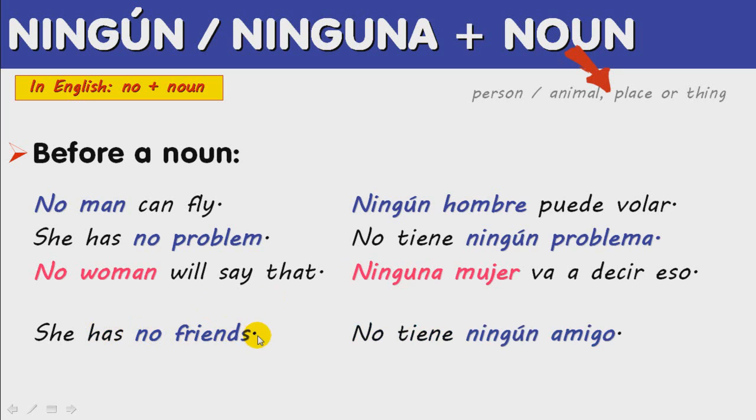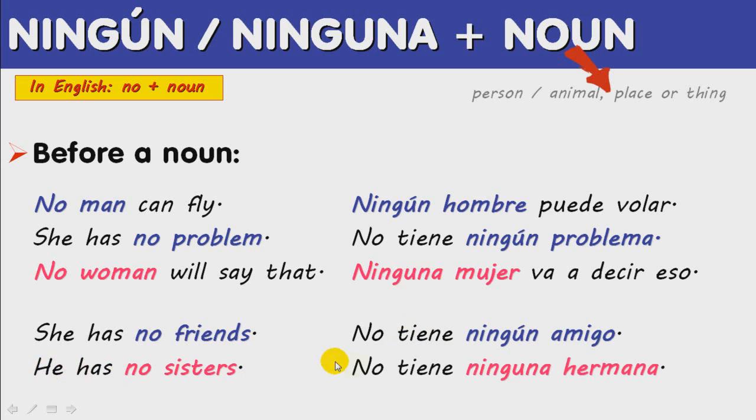She has no friends. No tiene ningún amigo. He has no sisters. No tiene ninguna hermana. And if we pay attention here, you will see that in English we say no friends. However, in Spanish, we are using the singular form, ningún amigo. The same here, sisters, hermana. So in these kinds of situations, no friends, no sisters, when we use the plural in English, in Spanish we'll stick to the singular.